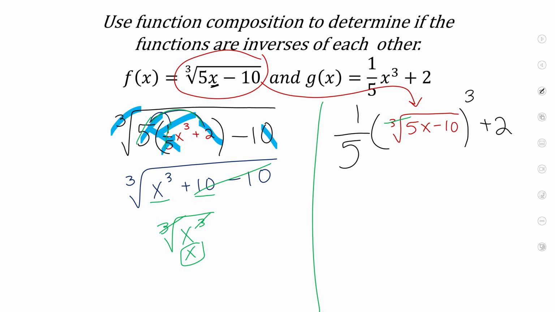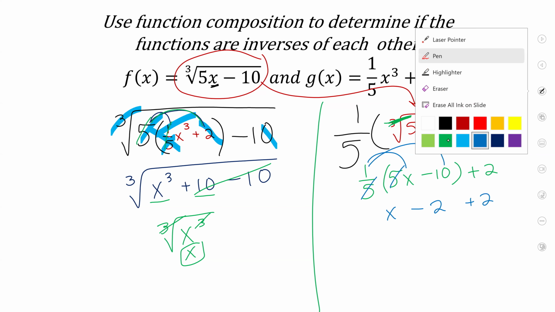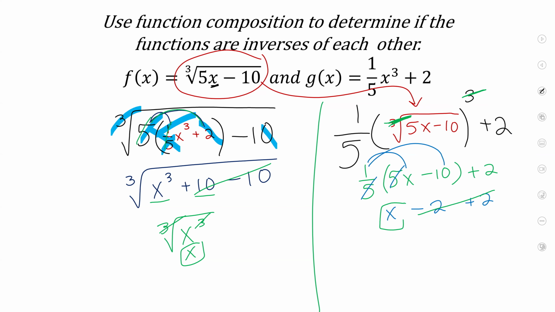Okay, so this cubed cancels out with this cubed root. Those cancel. So I'm left with 5x minus 10, and I'll bring down the rest. Now, we're going to distribute this 1/5. The 1/5 and the 5, those cancel. 1/5 times negative 10, what do you think you're going to get? Yep. 10 over 5 is just 2. And then you have a plus 2. Negative 2 plus 2, those cancel out. I'm left with just an x. So since I'm left with just x on both of these, that means f and g are inverses.